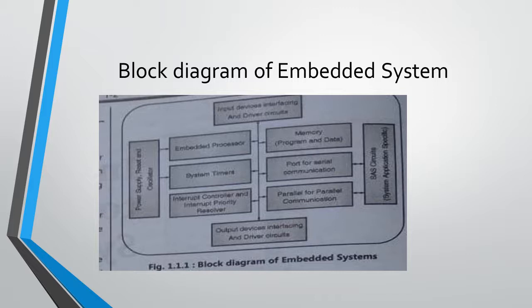Next is interrupt controller. It is required in the system to handle interrupts from various processes. Sixth one is parallel ports. Parallel ports are used for parallel data communication, and there may be more than one parallel port to perform parallel communication between the processor and parallel devices.